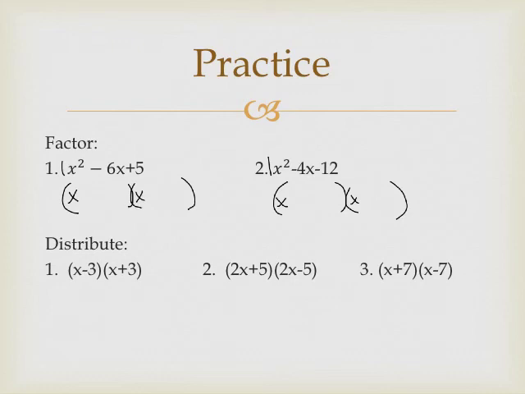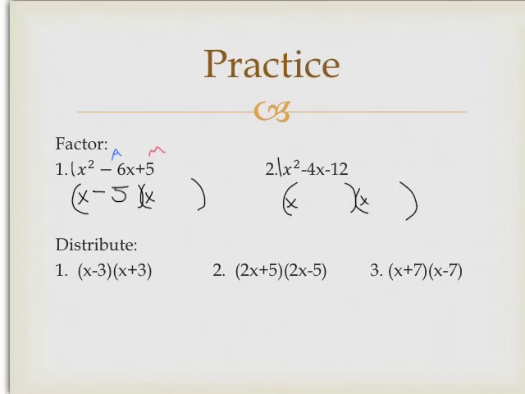Okay, so the answers for these, for number 1, we're looking for two numbers that multiply to positive 5 but add to negative 6. You can struggle with that a little bit, but if I multiply two negatives, I will get a positive number. So I end up with a minus 5 and a minus 1. Those multiply to positive 5 and they add to negative 6. Now if you had x minus 1 times x minus 5, that is equally correct. The order really doesn't matter.